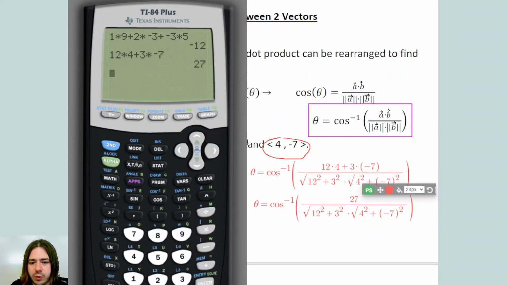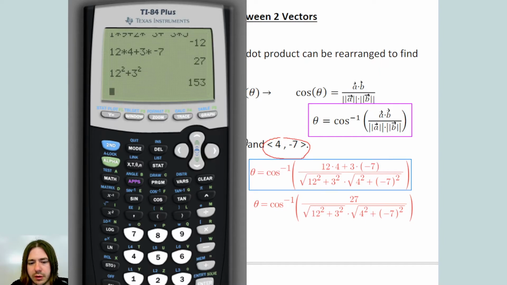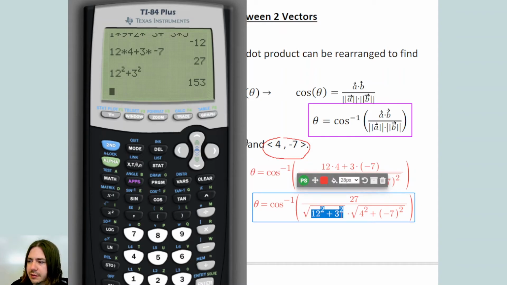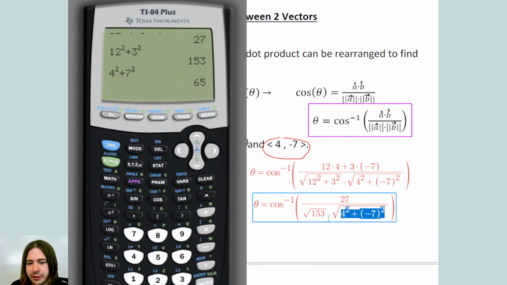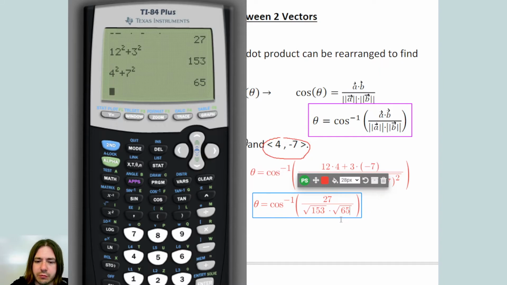The square root of 12 squared plus 3 squared, I don't know if that's going to be a perfect square, so I'm just going to leave the square root there momentarily. And if it happens to be a perfect square, we'll deal with it then. It does not. So we're just going to leave it as root 153. That's the magnitude of the vector 12, 3. And then the magnitude of 4 and negative 7 would be 4 squared plus negative 7 squared. Just to save some time, you could just do 7 squared. It's going to be positive either way. So we get root 65.